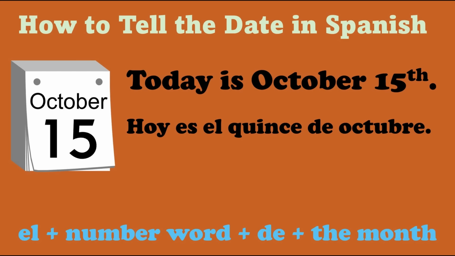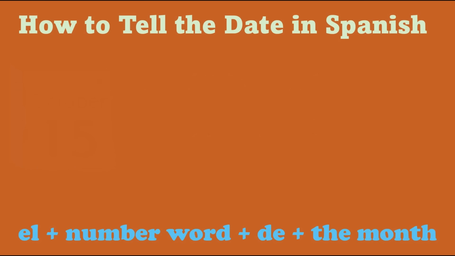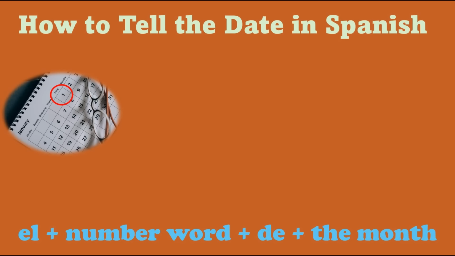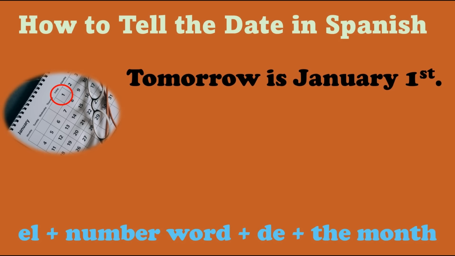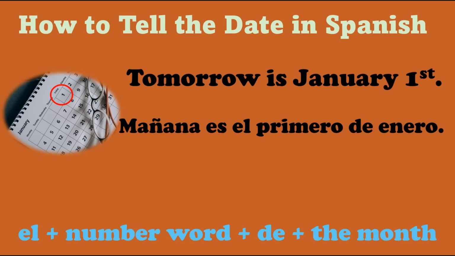Now there's one more important detail concerning the date in Spanish. When you want to express the first of any month, instead of using the number uno, which means one, you should use the ordinal number primero, which actually means first. Here it is. Tomorrow is January 1st. Mañana es el primero de enero. Tomorrow is January 1st. And that, my friends, is how you tell the date in Spanish.